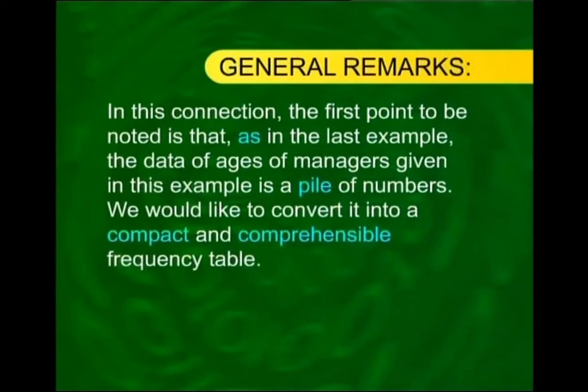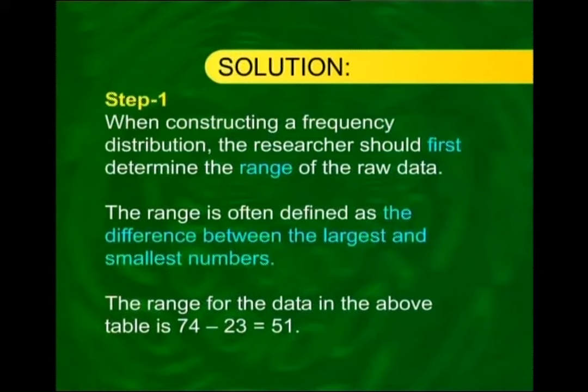Now, students, in this connection, the first point to be noted is that just as we had in the last example, the data in this example, the data of the ages of the managers, is a pile of numbers and we would like to convert it into a compact and comprehensible frequency table. So, in order to construct this table, of course, the first step is to find the range of the data set, just as we did in the last example.